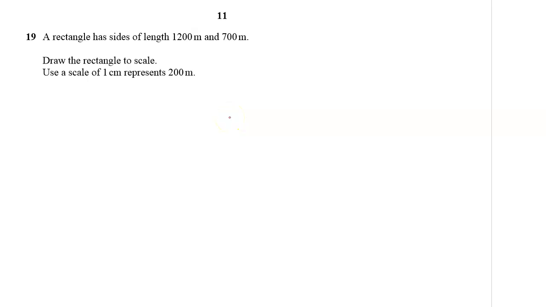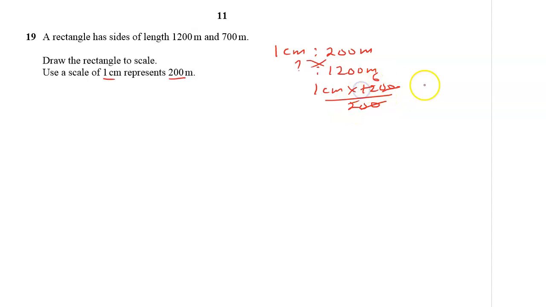A rectangle has sides of lengths 1,200 meters and 700 meters. Draw a rectangle to scale. Use a scale of 1 centimeter represents 200 meters. So 1 centimeter is 200 meters. Therefore, 1,200 meters will be equal to what? You cross multiply. Say 1 centimeter times 1,200 meters divided by 200. This will cancel. This and this will give us 6. So this will be 6 centimeters.